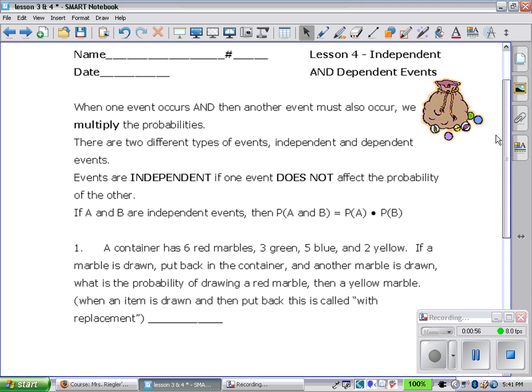Now, like before, we did an "or" situation where this could happen or this other thing could happen, and we added. When we have two things that have to happen, this happens and then this happens, we're going to multiply our probabilities. So assuming that A and B are independent, they're not going to affect each other, then the probability of A and B happening is the probability of A times the probability of B. So let's look at an example here.